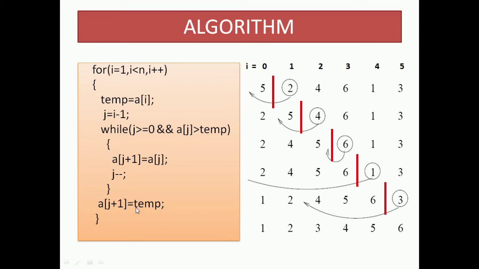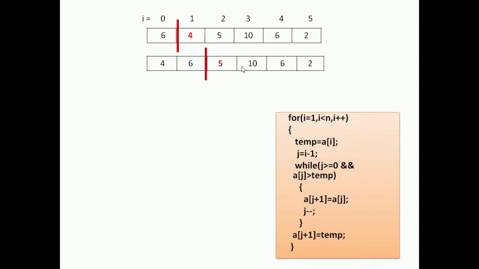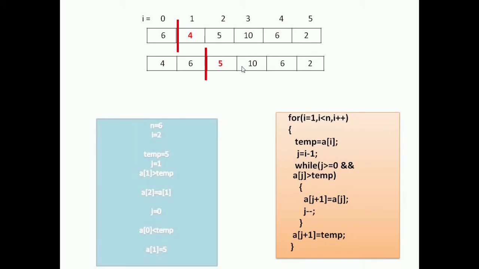So now let's trace the algorithm with an example. So here's an array with the elements 6, 4, 5, 10, 6 and 2, which is 6 elements. Now our first step is to compare 4 with 6, and we find that 4 is less than 6, so 4 is placed first, then 6, and now we will trace the array for i equal to 2.